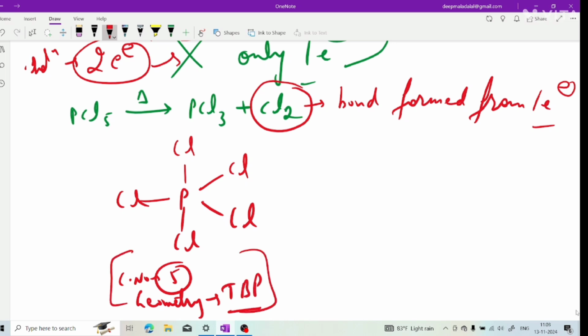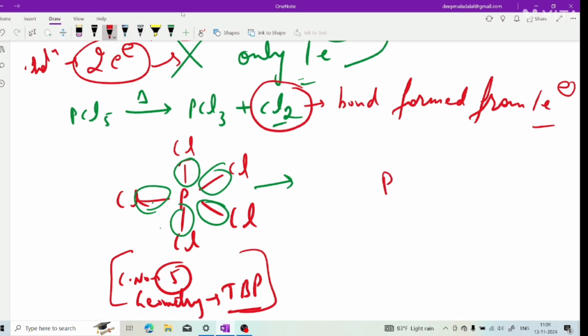This is very famous, but the question arises how this bond is formed, and which of the chlorine bonds are formed by using only one electron. In PCl5 there are 5 bonds. Out of 5, 2 Cl bonds are formed from one electron, and which are the 2? Let's identify it.